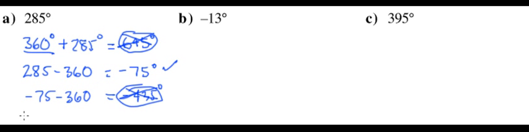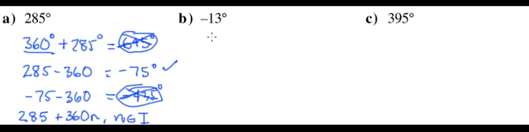If you want a general version for this, then it would be 285 plus 360n. And to be complete about this, we should say n is an integer. That means we can add 360 0 times, or 1 time, or 2 times, or 3 times, or minus 1 times, or minus 2 times, and so on. It means any integer multiple of 360.